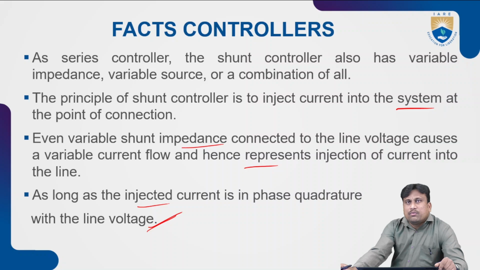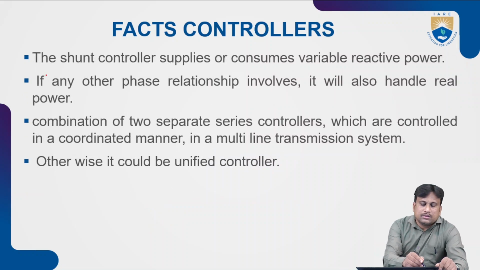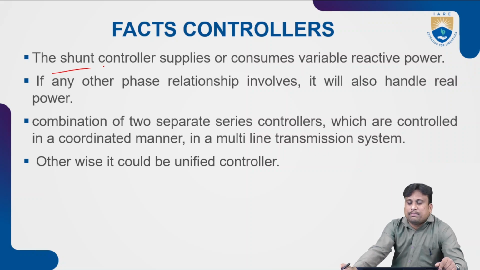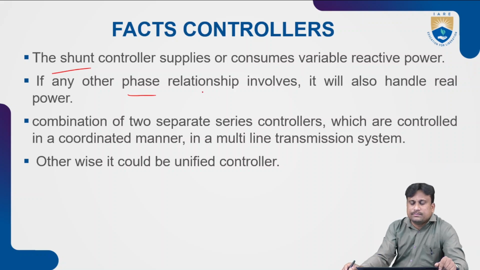Whatever parallel combination we treat at the point of connection, that parallel impedance connected to the line causes variable current to flow. This represents the injection of current into the line. This injected current is treated as in quadrature with the line voltage. So shunt controllers supply or consume variable reactive power. In any other phase relationship, it will handle real power.